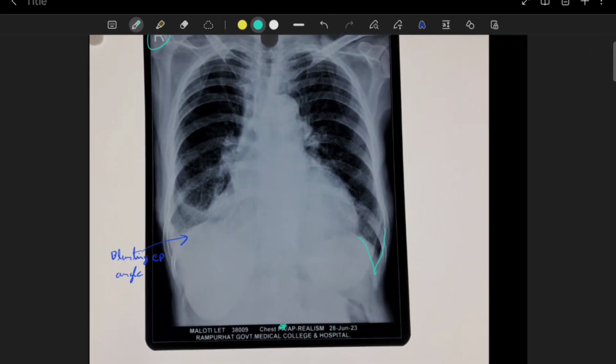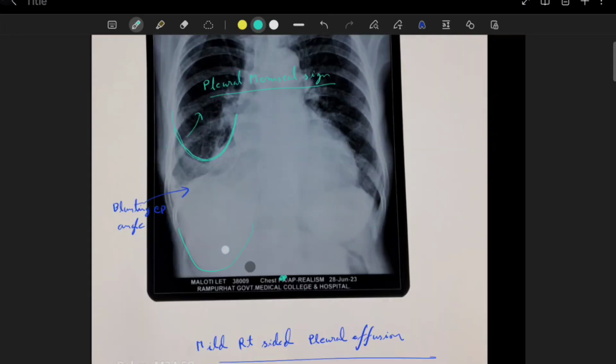There are 2 types of pleural effusion presentation. One is like this, S-shaped. It is called Ellis's S curve, when the highest point is on the lateral half of the hemithorax, okay. And the other presentation, which we see in this X-ray, is this. This presentation is called the pleural meniscus sign, okay. These are the 2 presentations of pleural effusion, okay. So what is the diagnosis in this patient? It is mild right-sided pleural effusion.